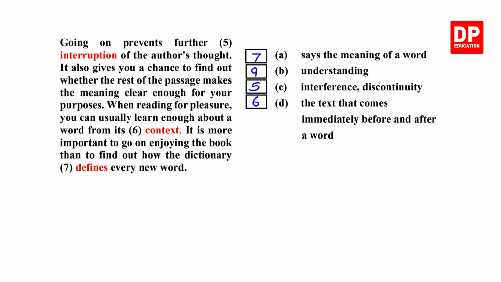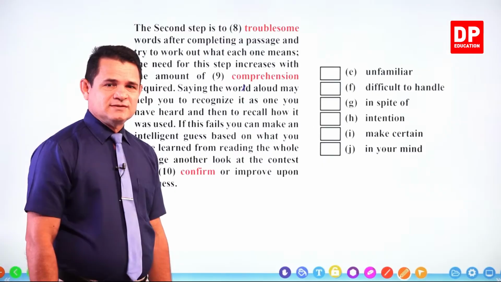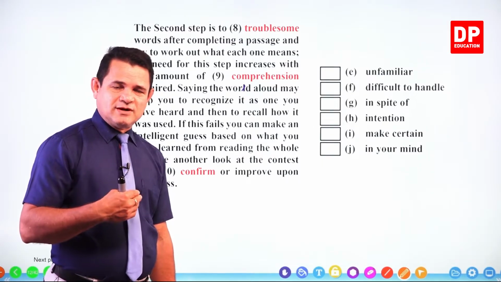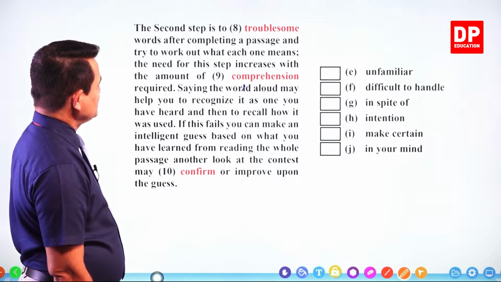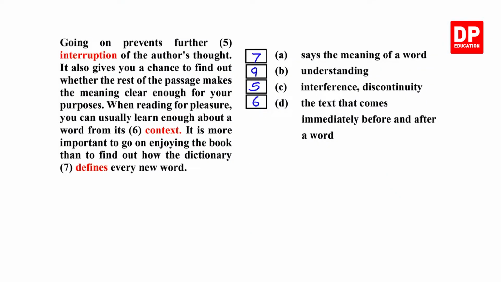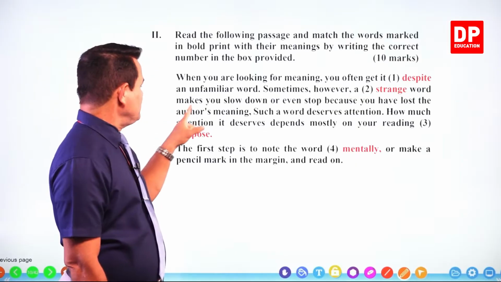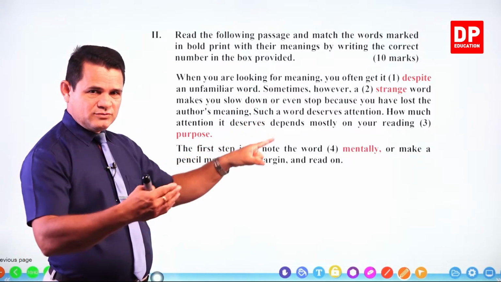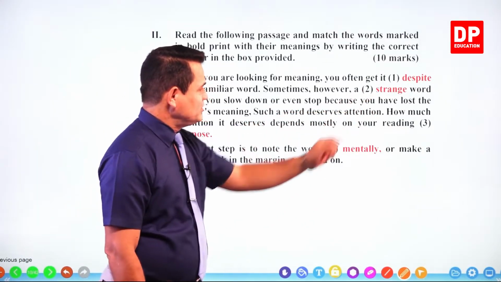Next one. Unfamiliar. What are unfamiliar words? Unfamiliar words can occur. What is it? Troublesome noun. Comprehension, confirm, noun. And here we took a strange word. Sometimes, however, a strange word makes you slow down. A strange word slows you down, that is, an unfamiliar word. Then that is strange, number 2.